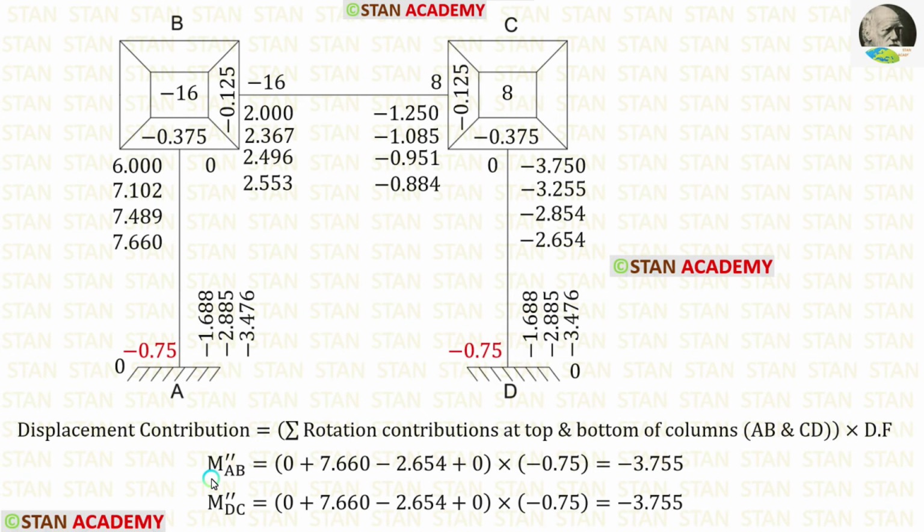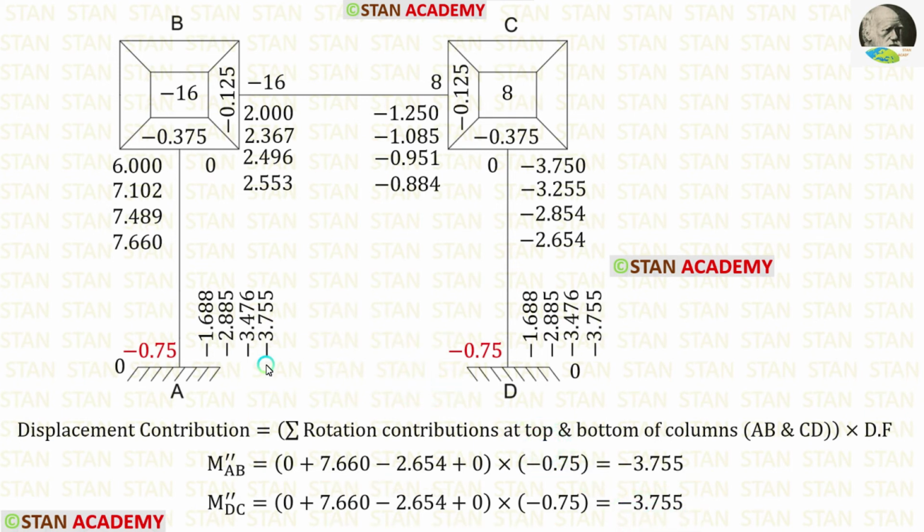Now let us find M-AB and M-DC. For that, we have to add these two values and then multiply with the displacement factor. When we do that, we are getting minus 3.755. Let us apply the values of M-AB and M-DC. In the similar way, we can do more iterations.